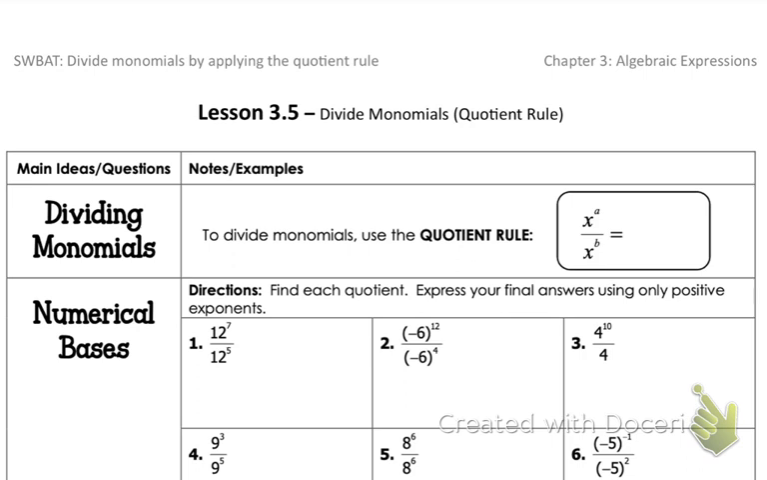When we divide them, we're actually going to subtract. So if I have x to the a over x to the b, we're going to rewrite that as x to the a minus b. So when I multiply, I add. When I divide, I subtract.